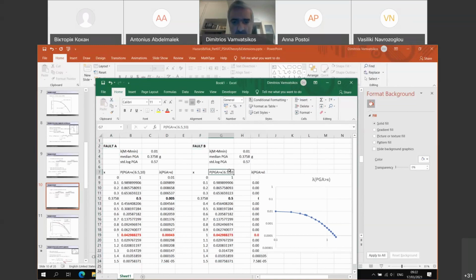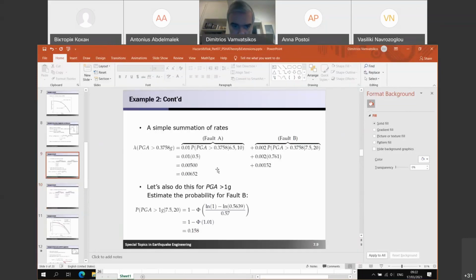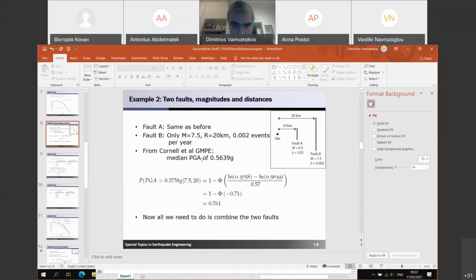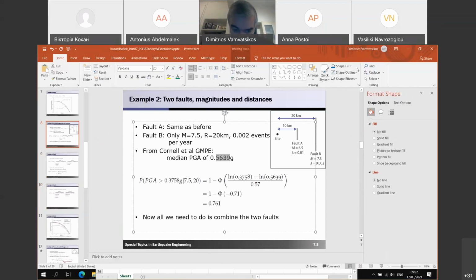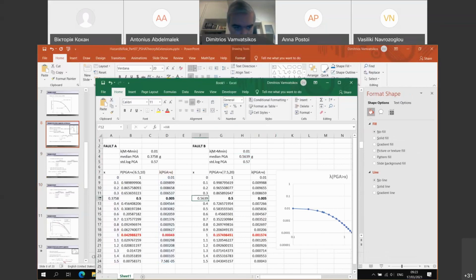There we go. This one would be now 7.5, and this one would be 20. And of course, I need to change these numbers. The only thing that needs to be changed is the median PGA. Get it from here. What was the median PGA? Yeah, 0.639. Had it. Good for us. And here are the new numbers. Yeah, we don't need this one.